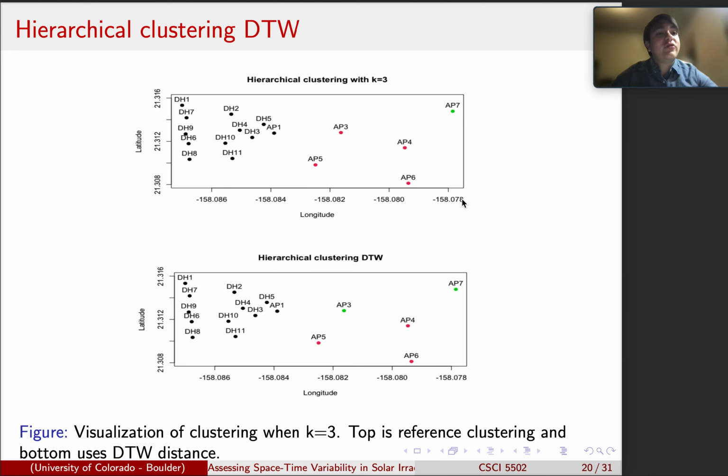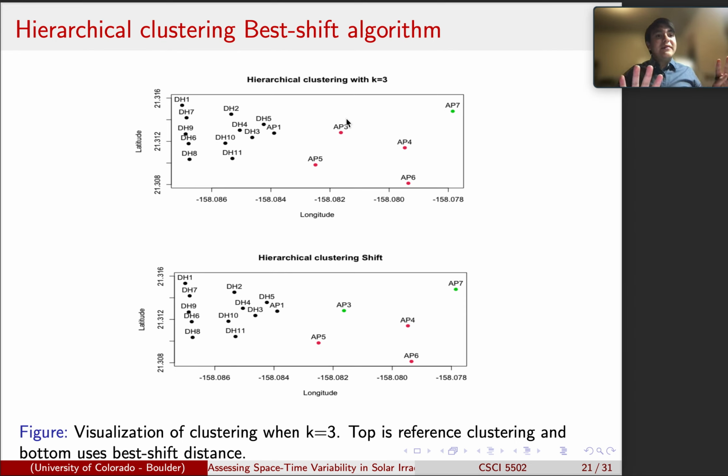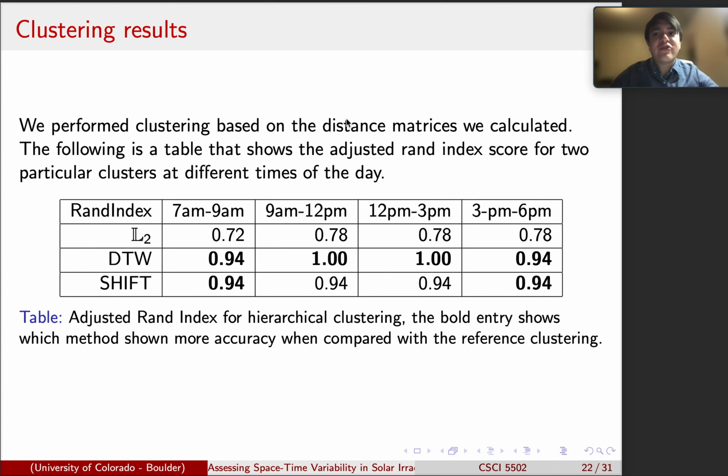This is the clustering now after we perform DTW and then calculate the distances between the curves. As we can see, the clustering improved. The clustering colored in black is the same now between the two, and the only thing that is different is that site AP3 belongs to a different cluster. The same happens with the best shift algorithm, but as we can see, performing this alignment of the time series seems to have a significant improvement when we talk about making clusters.